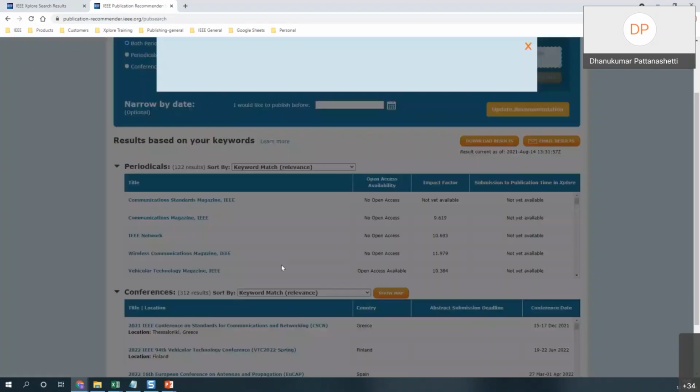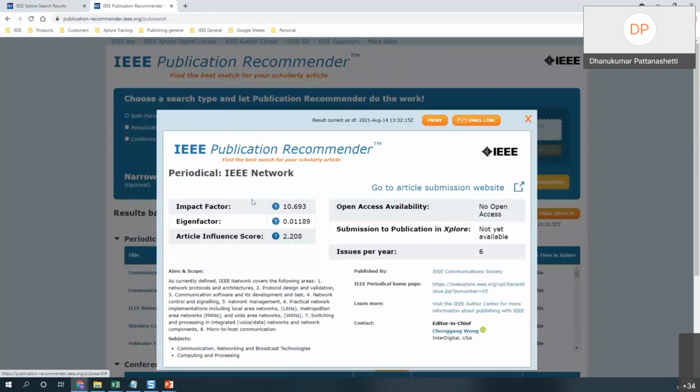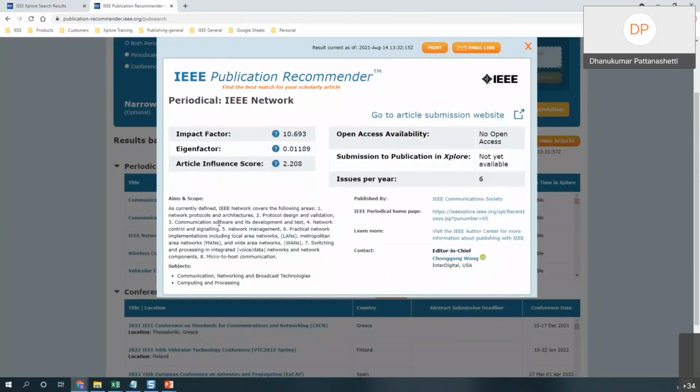IEEE Network, impact factor is 10.693, a huge one, by the way. And again, the aims and scope of the journals are available here.